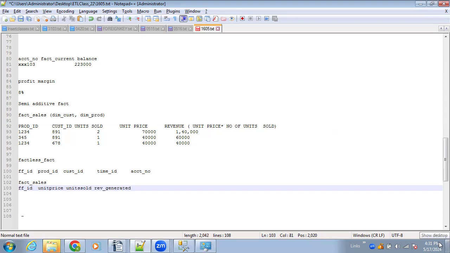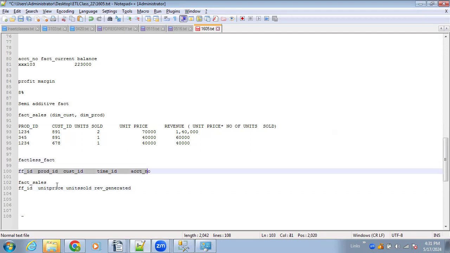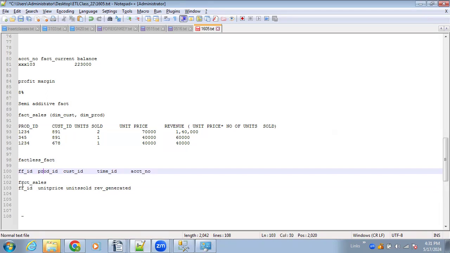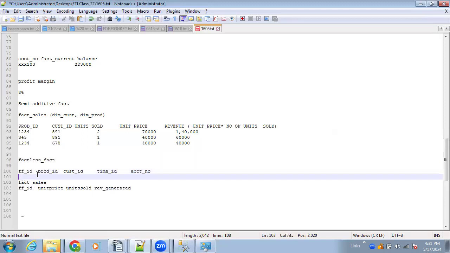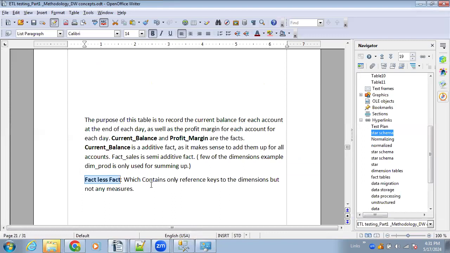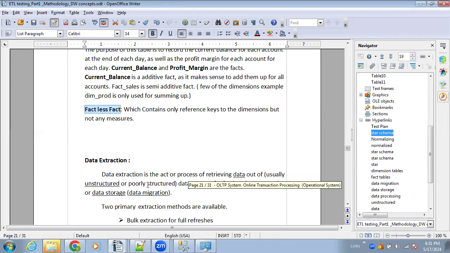Clear? You can use the join tables. Instead of storing all the keys in this particular fact table, I will store them in another factless fact table, which stores only the reference keys to the dimensions. So when I'm using the fact sales table, I will only join with this factless fact table with this key, and then go to whatever dimension is needed. That is the common key. So multiple joins can be used like that. That is a factless fact. It contains only reference keys to dimensions, but not any measures.